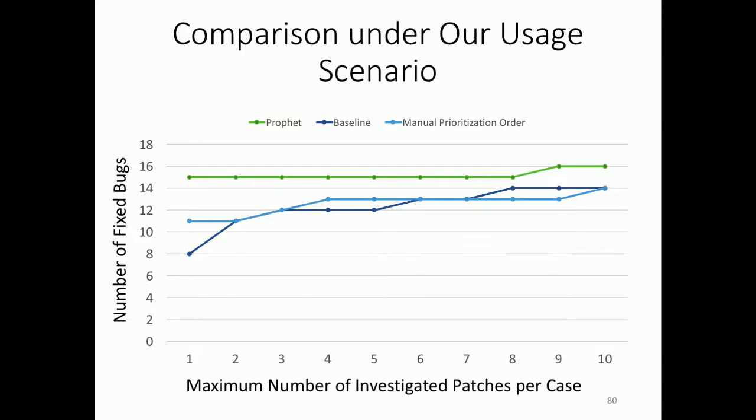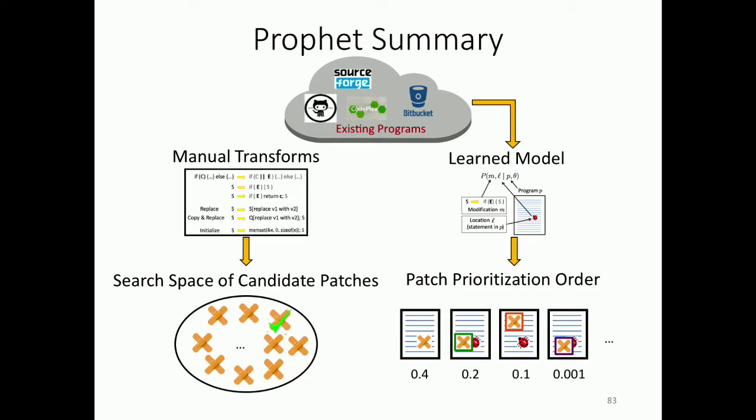So as you can see, with the learning information, Prophet consistently outperforms the two alternative orders, not just the baseline order, but also the manually tuned order. The difference is larger when developers are willing to look at fewer patches. So what this tells us is that learning information makes patch generation results more useful for software developers. So in the first part, I talked about the Prophet system.